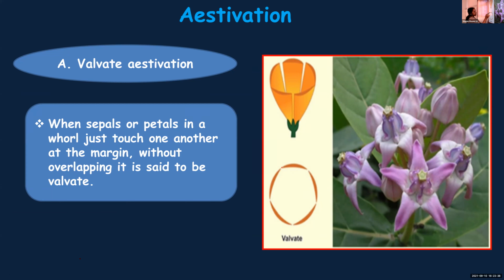So here you can see this indicates the floral appendage. It is just touching the margin of the other appendage, but it's not overlapping. You cannot find any overlapping of the sepals or petals. When sepals or petals in a whorl just touch each other at the margin without overlapping, you can call this arrangement valvate aestivation.